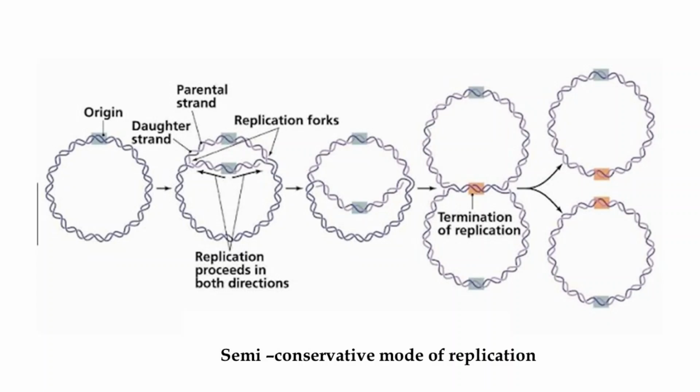You have two replication forks which are formed, which proceed in both directions of that particular bubble. The bubble tends to go on increasing till you have the termination of the replication taking place and you'll have two daughter DNA strands created. This model is called the theta model because you have a theta structure formed in the middle.